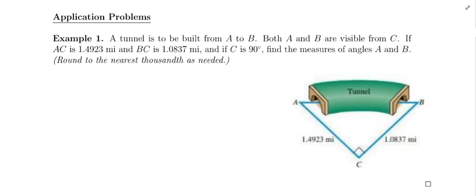In example 1, a tunnel is to be built from point A to point B. Both A and B are visible from point C. If the length of line segment AC is 1.4923 miles and the length of line segment BC is 1.0837 miles, and if C is 90 degrees, find the measures of angles A and B. Round to the nearest thousandth as needed.